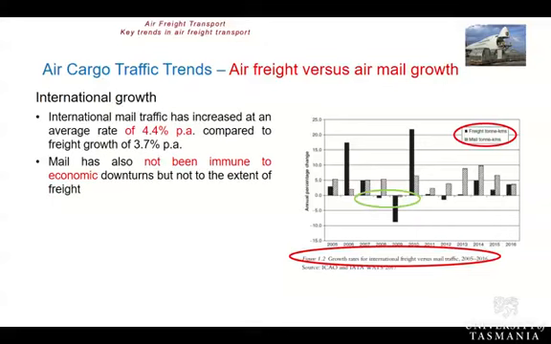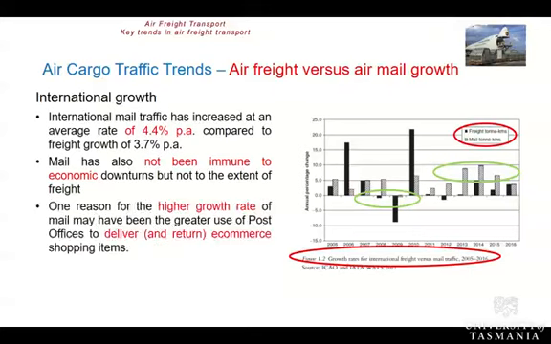So you can see in 2009, where air freight had a negative growth of almost 10%, mail had a negative growth rate of around about 1%. So it's been very resilient over that particular period. And as we come out of the global financial crisis, it's actually gained some considerable growth through that period, which has allowed it to have that average rate of around about 4.4.